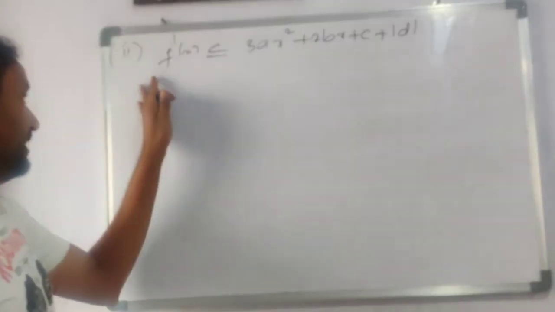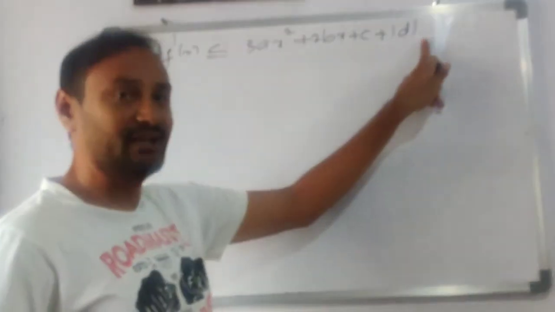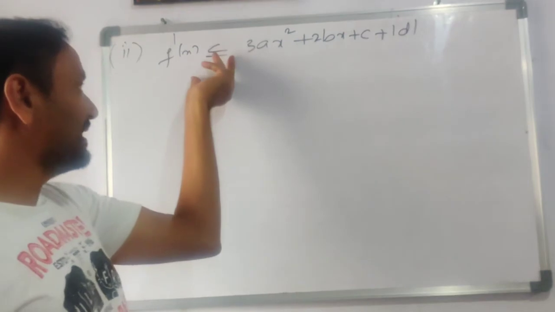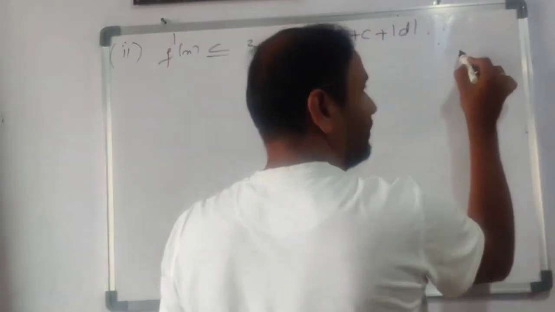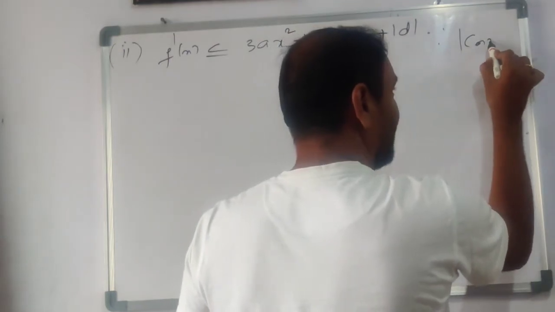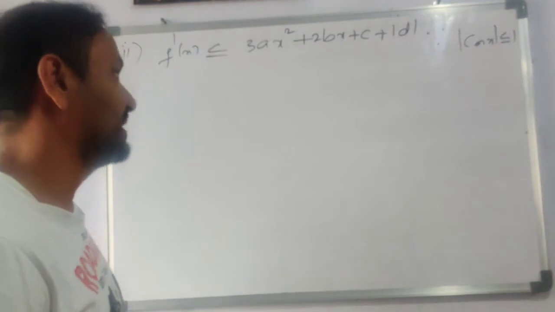Take the second condition, f dash x less than or equal to the same, but here plus mod d. For the less than or equal condition, take the maximum value of cos x. We know mod cos x is always less than or equal to 1. The maximum value is 1 and the minimum value is minus 1.